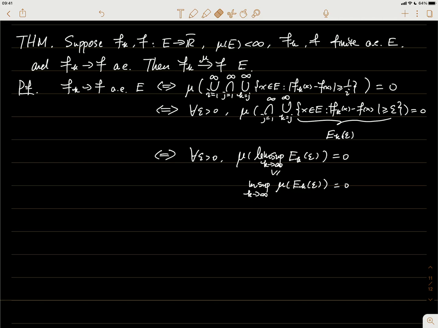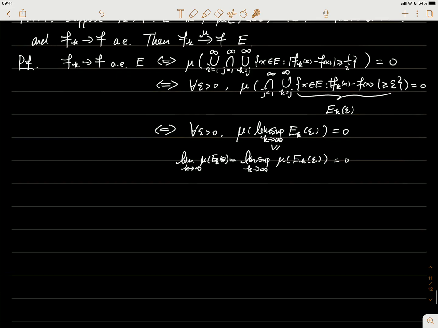Right? So this is just the limit. It has to be the limit because it's just a sequence of numbers. And the sequence of numbers is non-negative, and the upper limit is 0, then they must be convergent and the limit is 0. Okay, and we're done, because this limit of these measures being equal to 0 is exactly the definition of convergence in measure. Okay, that's the proof.